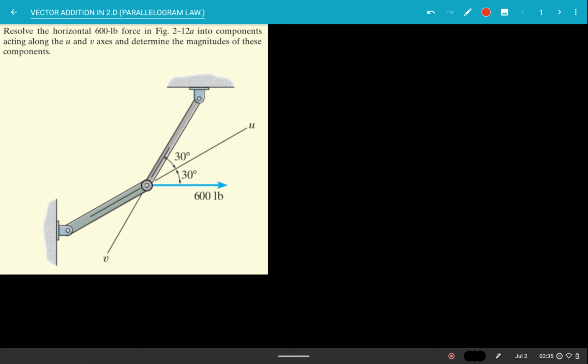So step 1, let us extend the lines. So we're going to extend the lines of our components. So we're having U and V. So I extend U, also extend it this side, also extend V.